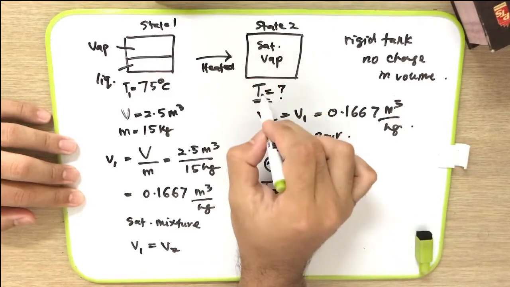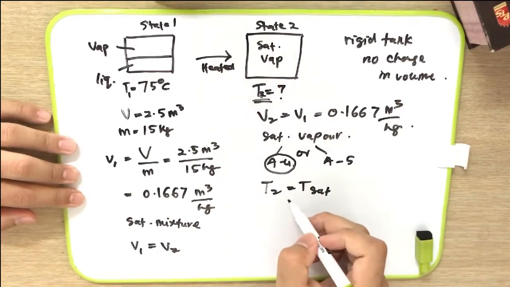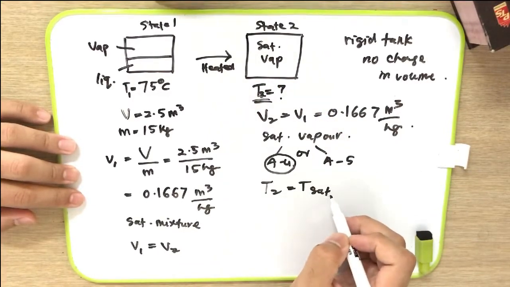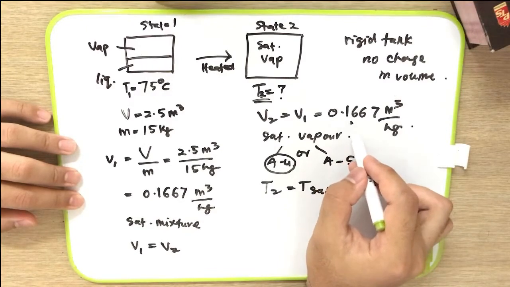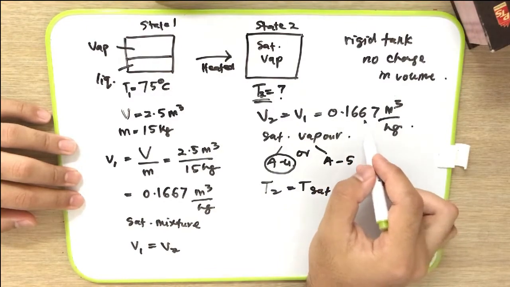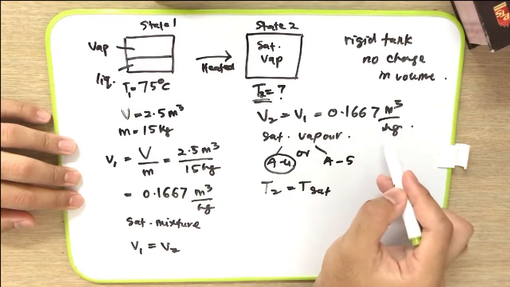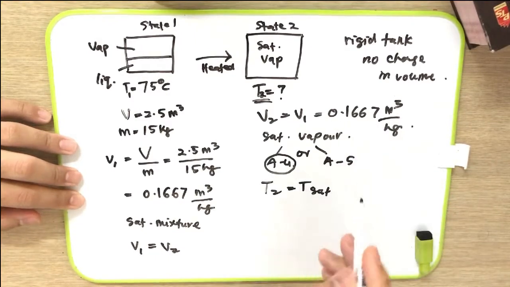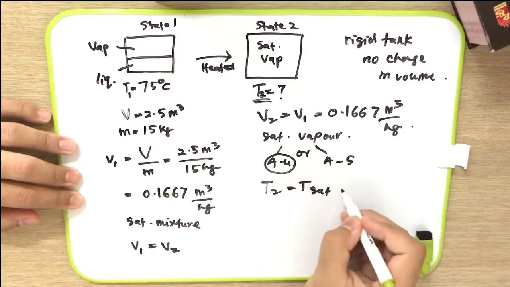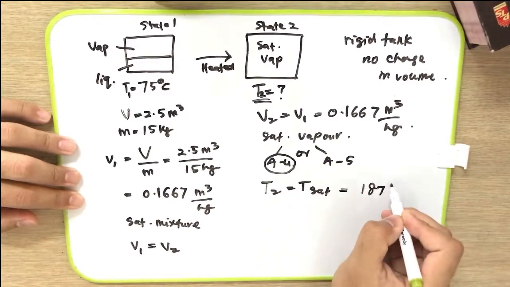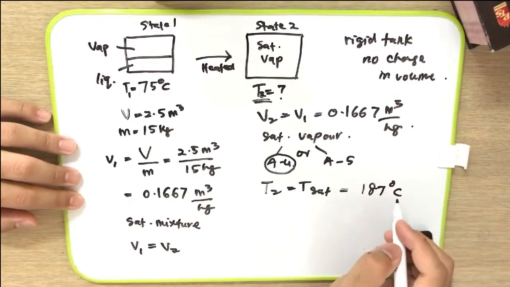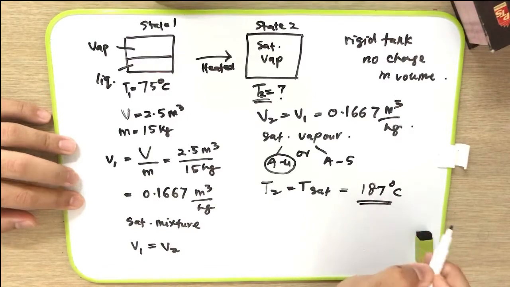So T here is equal to T saturated. This is T at state 2. For T at state 2, we just find the T saturated. v is equal to 0.1667, and we find where the location of 0.1667 is in table A4. It is located at temperature 187 degrees C. So that is how we find the temperature.